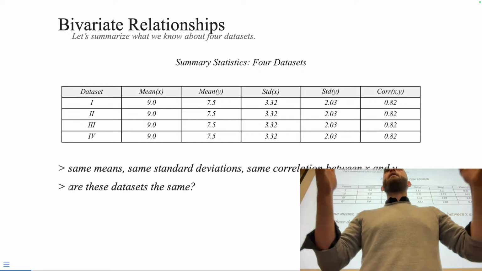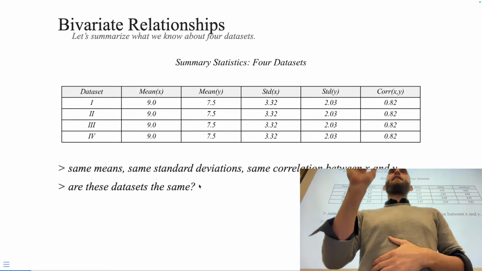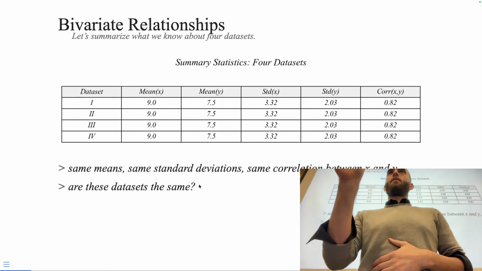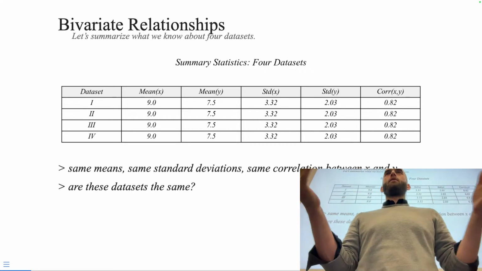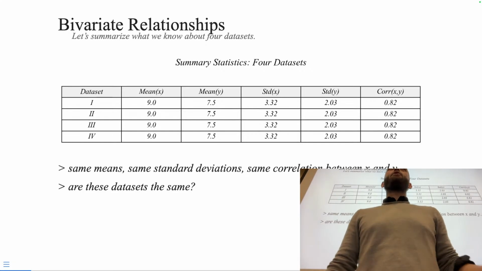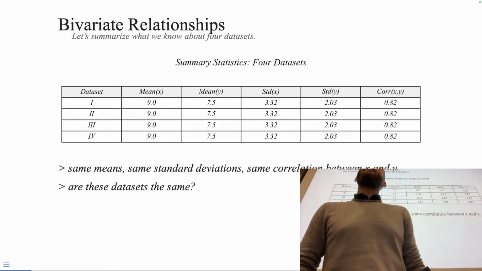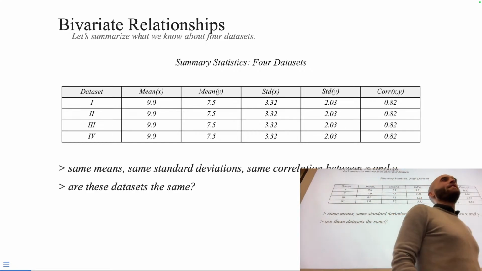They give the same summary statistics. If I were to ask this question maybe slightly differently, do these data sets have the same numbers in them? Are they representing the same relationships? I see a couple people shaking your head no. Why do you think no? And me asking this question isn't enough of a justification. Yeah, Pete?